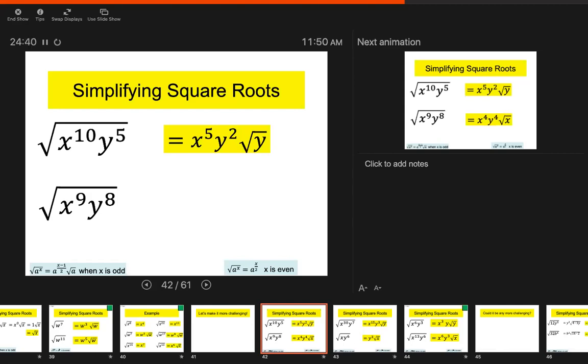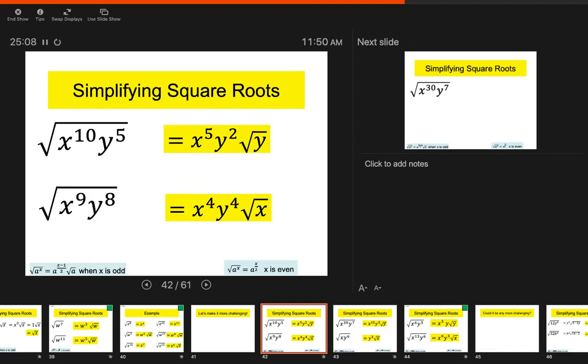Notice that the power of the x is odd. 9 minus 1 is 8. Half of 8 is 4. So we get x to the 4th on the outside, x on the inside. y to the 8th, well, that's even. So half of 8 is 4. So we get y to the 4th on the outside. No y's on the inside. Who's lost in what I just did? Is that Piper?